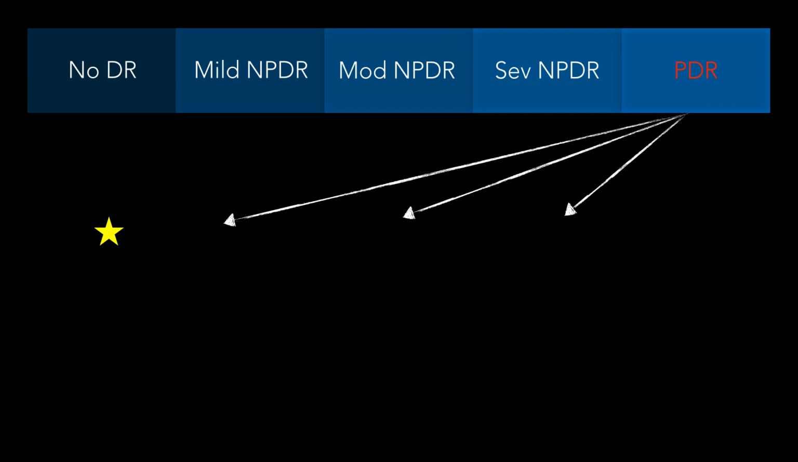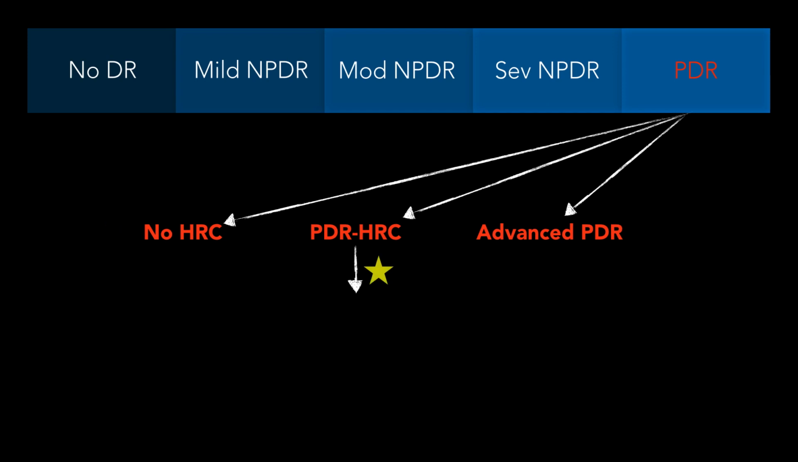Okay, so what are our 3 categories of PDR? Anybody know? We've got HRC, right? And then we've got no HRC, and then we have one other one the book talks about just briefly called advanced. So all we really care about is PDR, HRC.